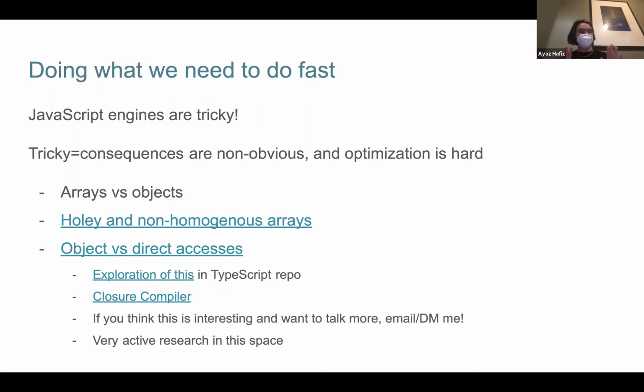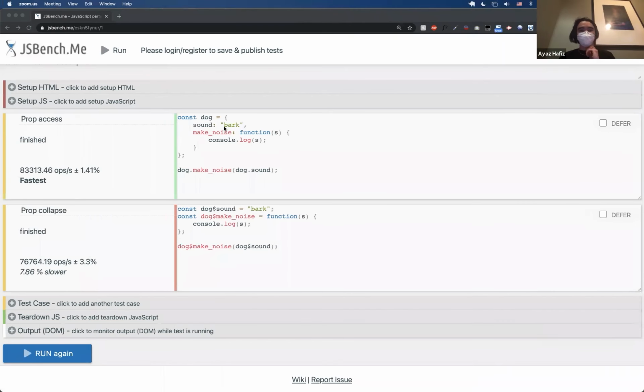And so to show you one example of this, I want to show you the impact of accessing a property on an object rather than just a variable directly. What I mean by this is, let's look at the following example.